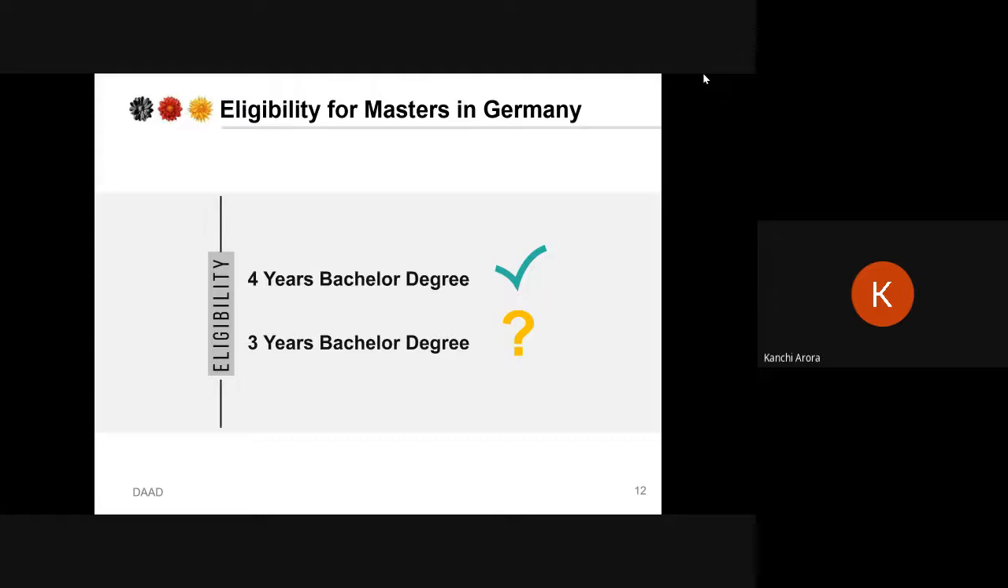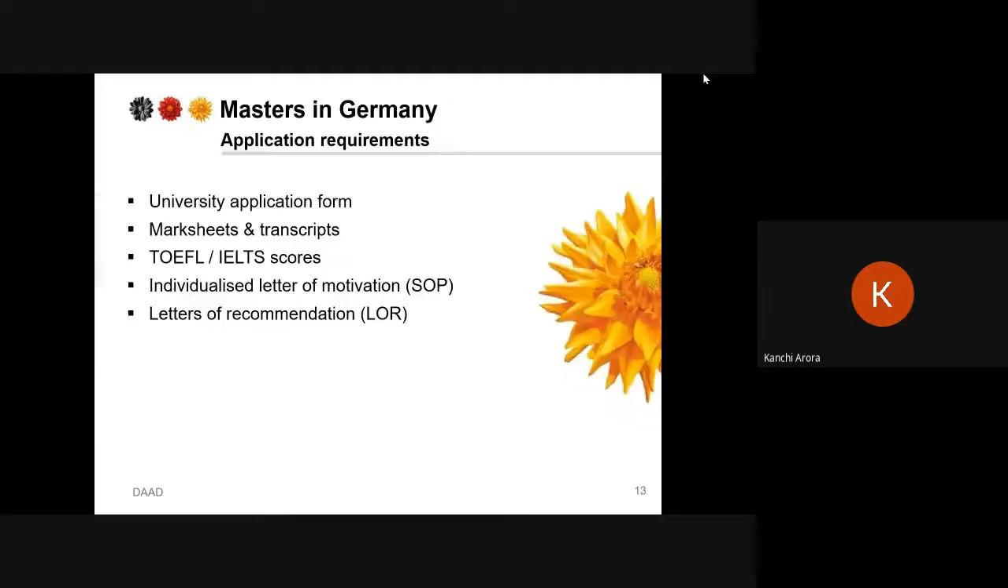So talking a little bit about the eligibility for masters in Germany, usually a 4 year bachelor's degree from a recognized Indian university is not a problem. In case, which should not be the case for architecture students, you have a 3 year bachelor degree, you could always write to the university saying this is the problem, and they will tell you a way around it, because the universities in Germany are autonomous and are free to make their own decisions.